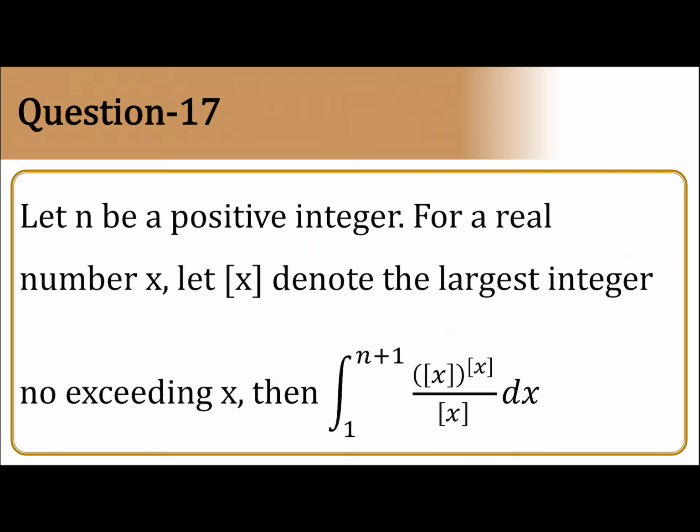Example 17. So there is a mistake here. This is nothing but fractional part of x. This question is integral 1 to n plus 1, fractional part of x whole to the power greatest integer of x, divided by greatest integer of x, dx. That is the question.